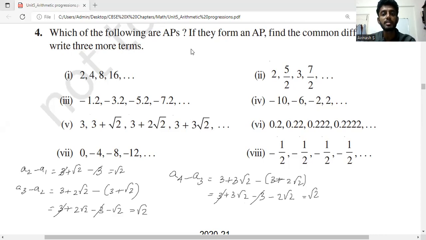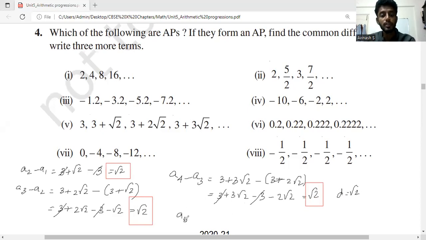Since the common differences are the same, we concluded by writing it as an AP. You can clearly see the red color boxes. The common differences are the same. We write it as an AP. And since it's an AP, we need to conclude the common difference. So the common difference here is root 2. And we need to find the next 3 terms.